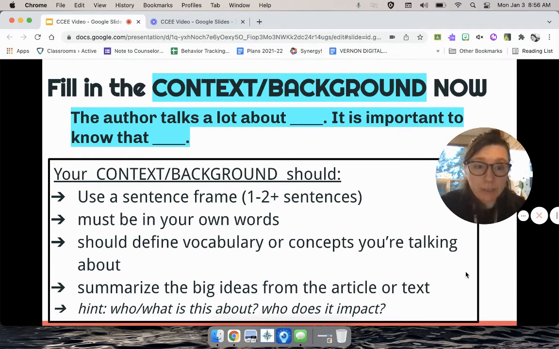You've got a lot to write about here. There's 2 sentence frames at the top that you can use. You can also write your own sentence frames as long as you're giving us background or context about what you're writing about.